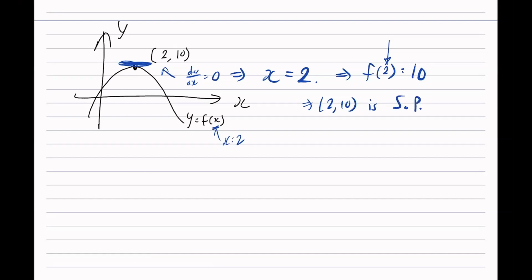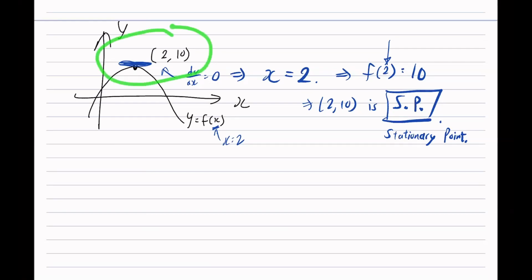Stationary point, okay? I hope you can get used to this notation. SP stands for stationary point, a point where the gradient is 0, where the tangent has gradient 0. This point. But how do we know if it's a maximum or minimum? Okay, one obvious way is to plot the graph and stare at it. Is this maximum or minimum? (2, 10) here.